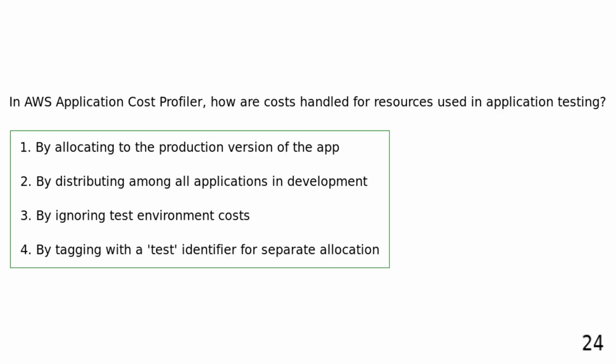In AWS Application Cost Profiler, how are costs handled for resources used in application testing? By allocating to the production version of the app. By distributing among all applications in development. By ignoring test environment costs. By tagging with a test identifier for separate allocation.